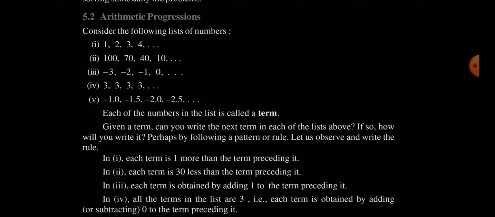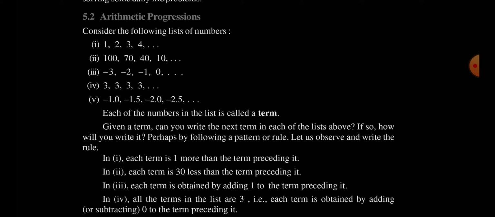5.2 Arithmetic Progression. Consider the following lists of numbers. Number 1: 1, 2, 3, 4, and so on. Number 2: 100, 70, 40, 10, and so on. Number 3: minus 3, minus 2, minus 1, 0, and so on. Number 4: 3, 3, 3, 3, and so on. Number 5: minus 1.0, minus 1.5, minus 2.0, minus 2.5, and so on. Each of the numbers in the list is called a term. Given a term, can you write the next term in each of the lists above? So, how will you write it? Perhaps by following a pattern or rule. Let us observe and write the rule.